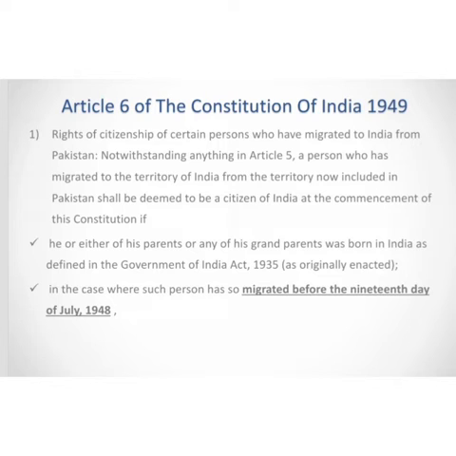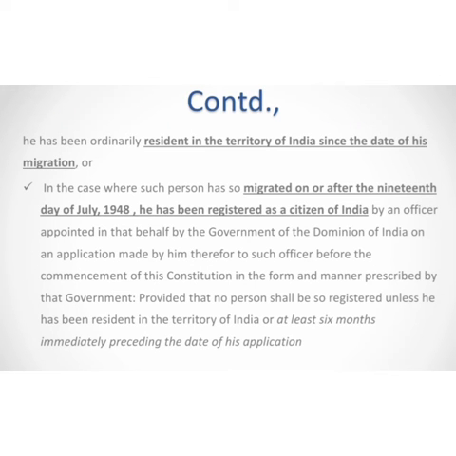Article 6 talks about the rights of the persons who have migrated from Pakistan to India. There is a cutoff date. What is the cutoff date? 19th July 1948 is the cutoff date. If any person who has migrated from Pakistan to India on or before 19th July 1948, he is simply deemed a citizen of this country.